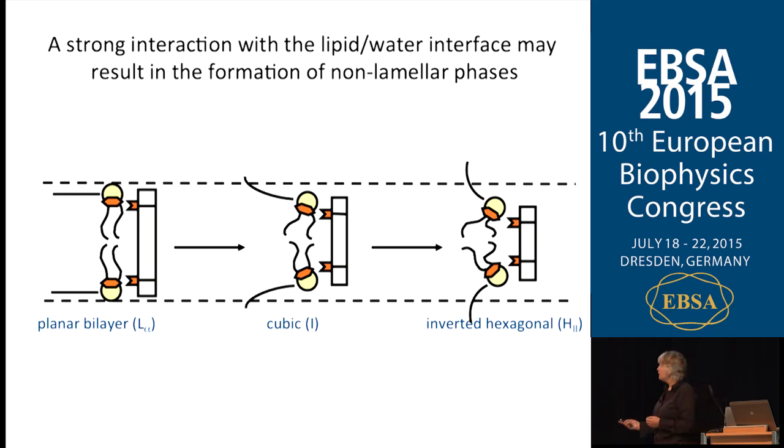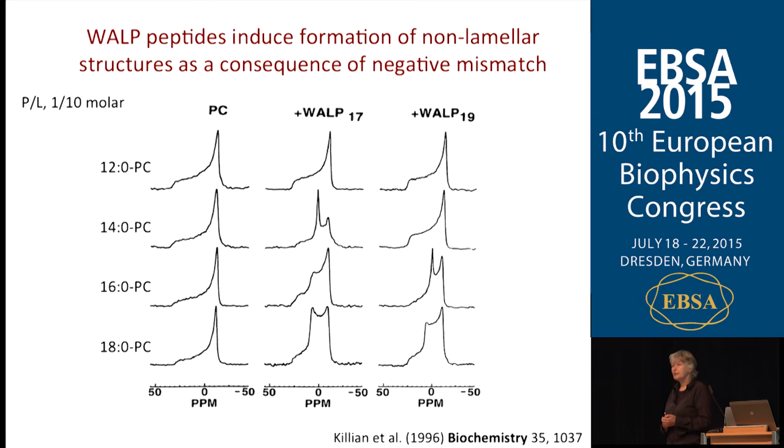So what may happen is that with mismatch you go from bilayer to cubic to inverted. And this was indeed what happened. And this you can see from the NMR spectra here. Now, even if you don't have any idea what the spectra mean, you can still see a few things. You can see that if you have a phosphatidylcholine with different length, they all have exactly the same spectrum, representative for a bilayer. And also, if you incorporate these peptides, WALP 17 and 19, in the shortest bilayer, you have a bilayer spectrum.